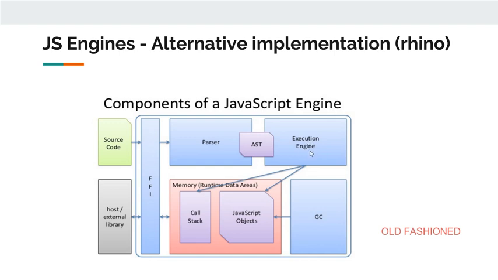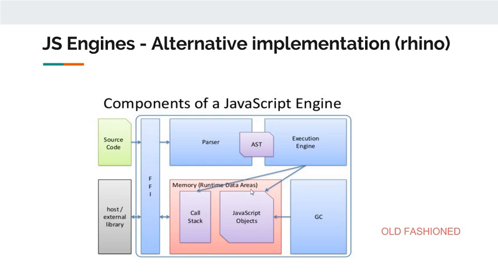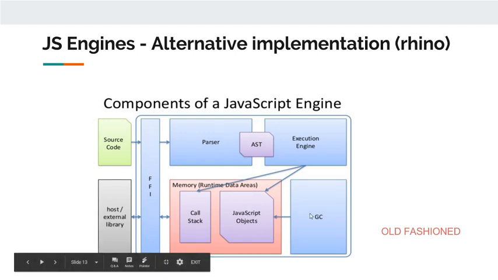You have an end result as an abstract syntax tree, and you have the execution engine that directly executes it. And an execution engine like this is much more like a virtual machine because you have the call stack of the virtual machine, you have the heap of the virtual machine which will be holding JavaScript objects, and you have a garbage collector for memory management. So this is more like a virtual machine based design. So you have the memory runtime data access area, and then you have the garbage collector.